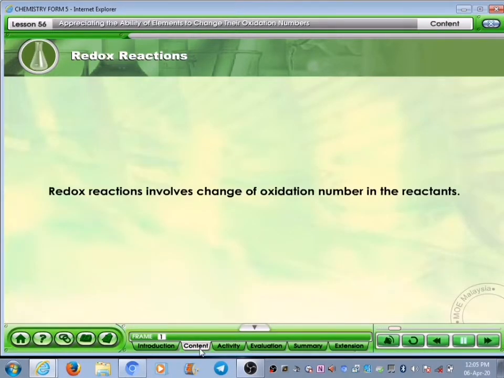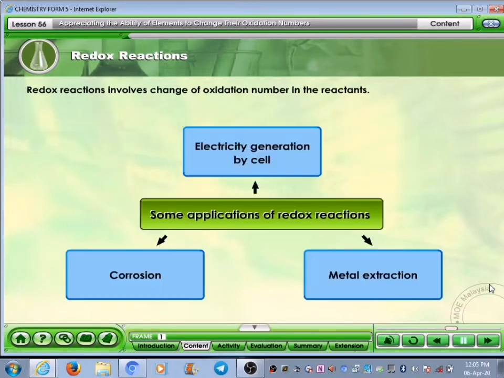Redox reactions involve change of oxidation number in the reactants. Redox reactions have many far-reaching applications in our lives. These are a few examples of the applications. Click each of the blue boxes to know more.